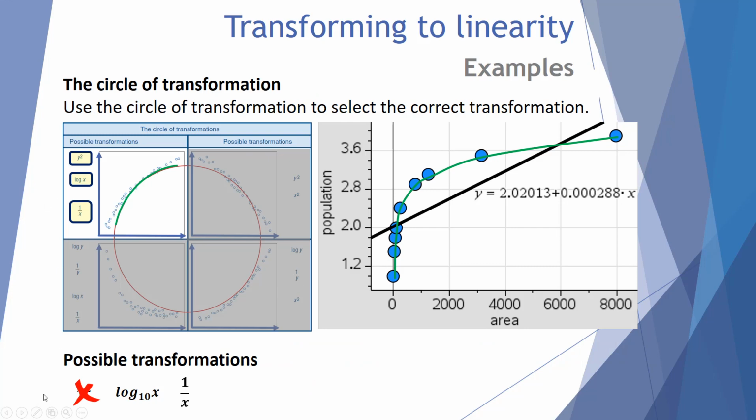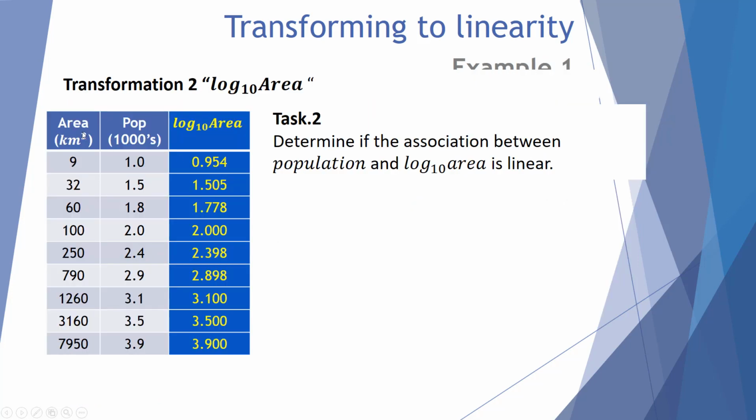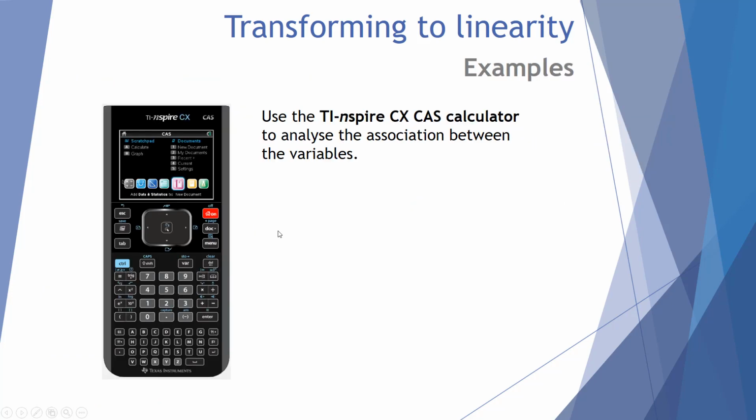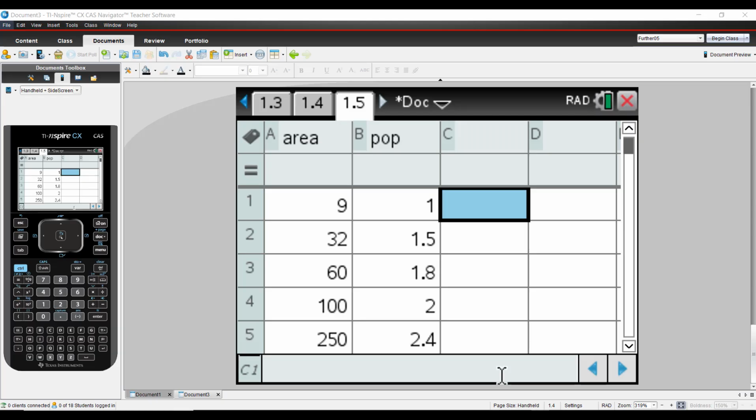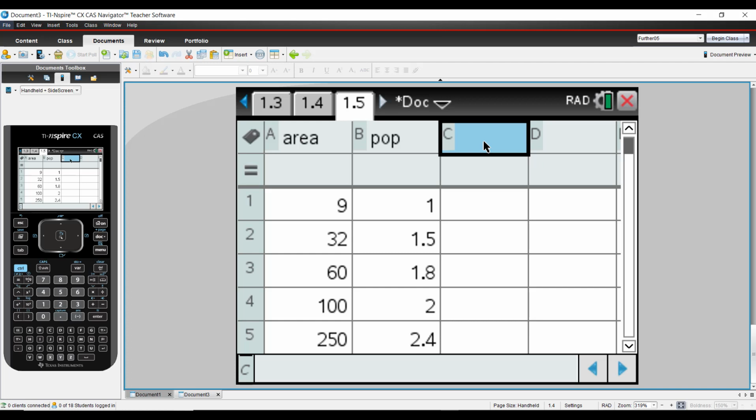So we've given up on the y squared, that's not possible. Our second option from our circular transformation is the log of x. So we now take an area and we take log to the base 10 and we get these numbers. Let's put these values into the TI Inspire CXCAS calculator and analyze the association between the variables. Let's analyze our second transformation. This time we're looking at log to the base 10 of the x variable. So our x variable was area.